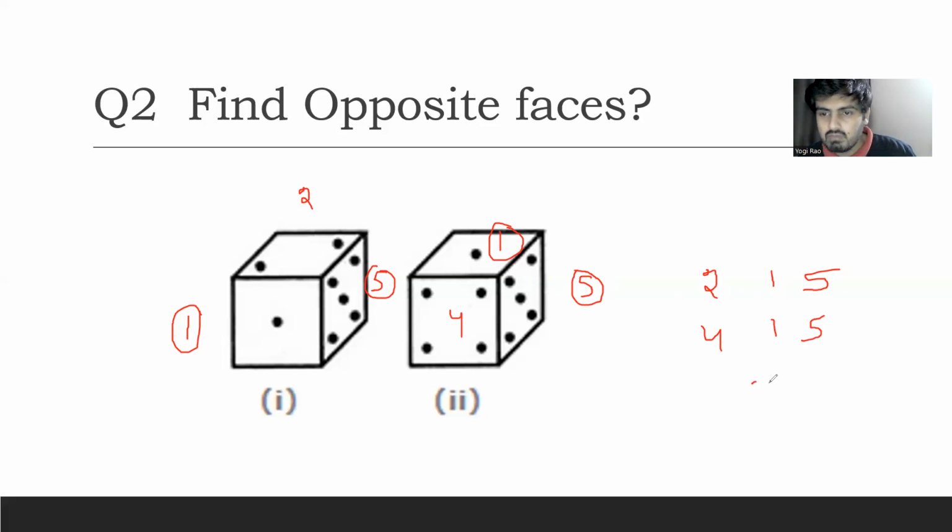So we have two numbers missing, that is 3 and 6. 3 and 6 can come anywhere. Either 3 can come here or 3 can come here. We don't have a third dice, otherwise we would have found out where the 3 will come. 6 can also come here or here. So the answer will be 2 and 4, and 1 can be either with 3 or 6. Same is with the 5. 5 can be with 3 or 6.